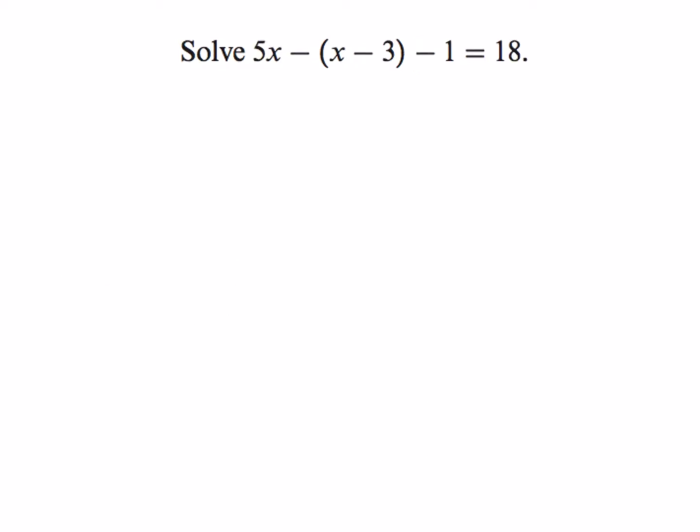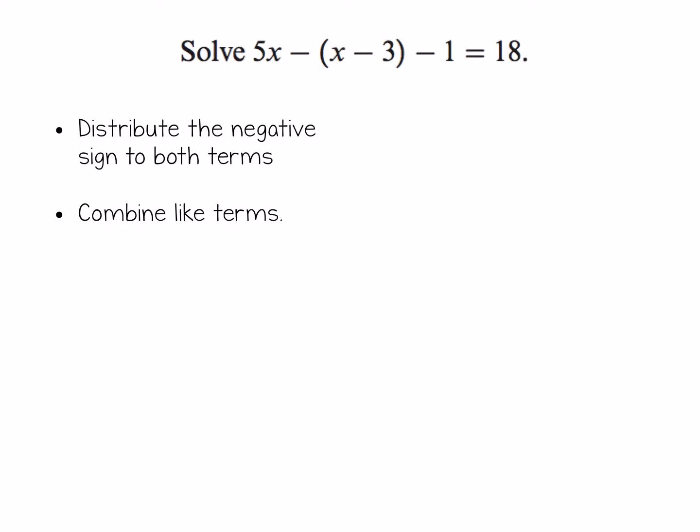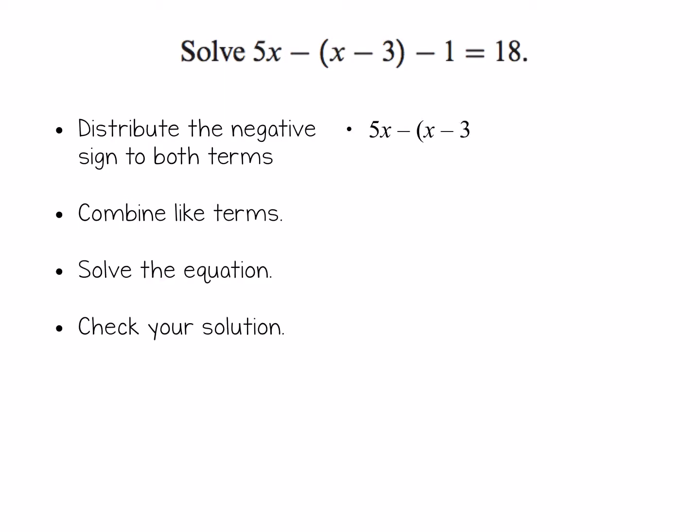And here you can see there's a negative sign in front of the parentheses. So we're going to distribute that negative sign to both terms. In other words, change the sign of the terms inside the parentheses. Then we'll combine like terms, solve, and check. Okay, so let's start with distributing the negative sign.